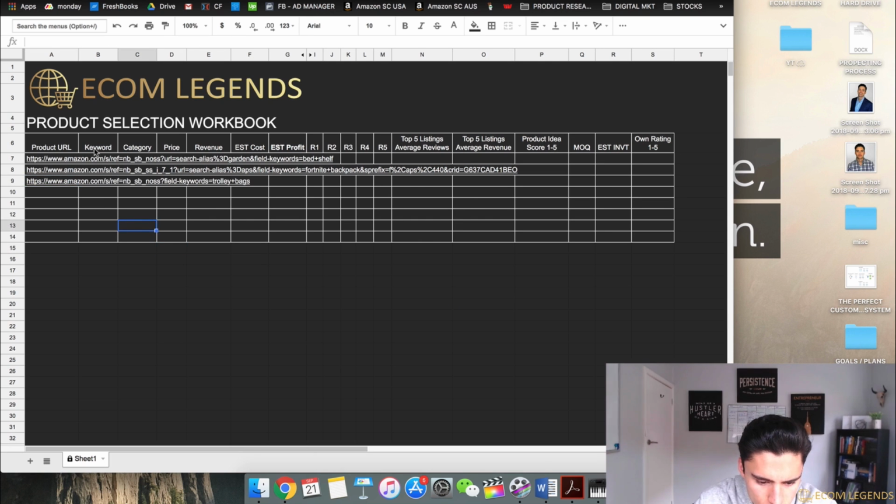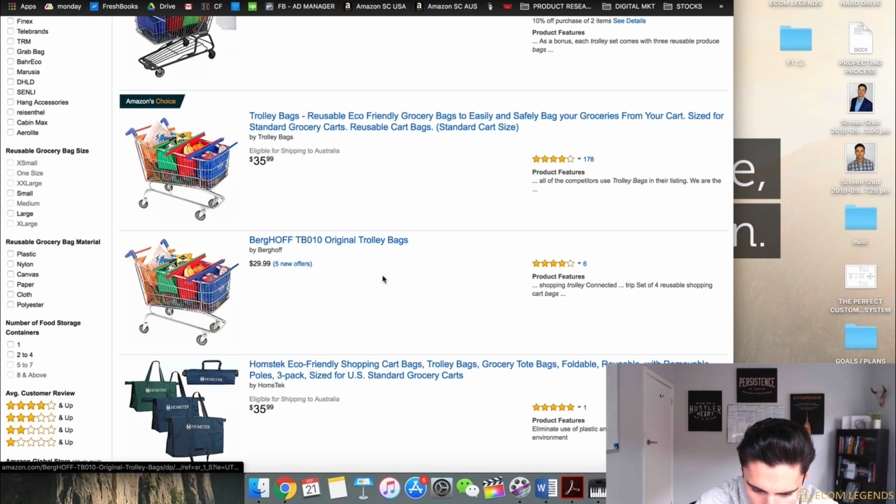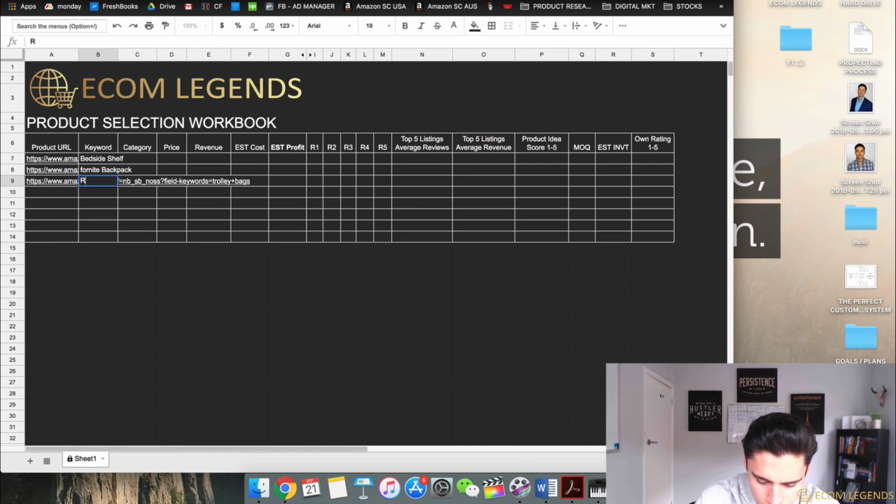All right, so the next thing we're going to be doing is adding the keyword and the category. So the keyword for the first one is the bedside shelf. The next one is the Fortnite backpack. And the next one is the trolley bags, but the actual keyword is the reusable trolley bags. Now we're just going to be adding the category, guys.